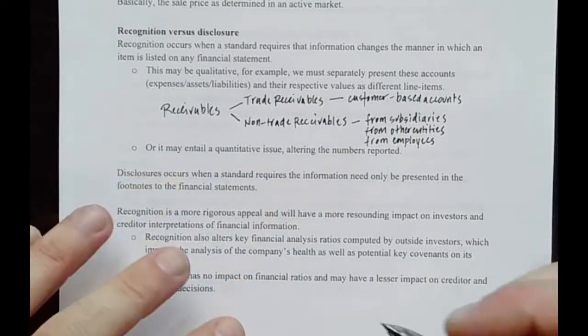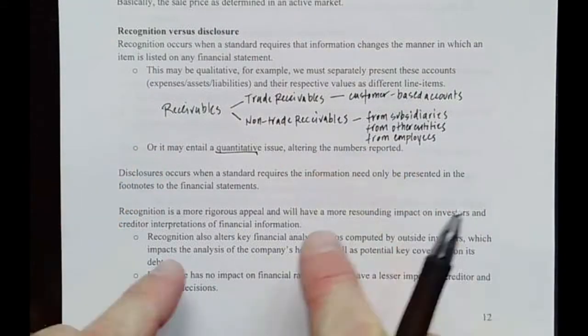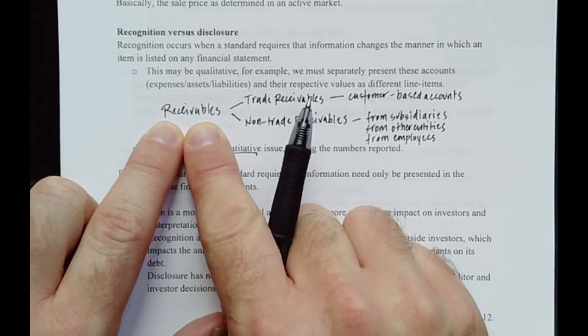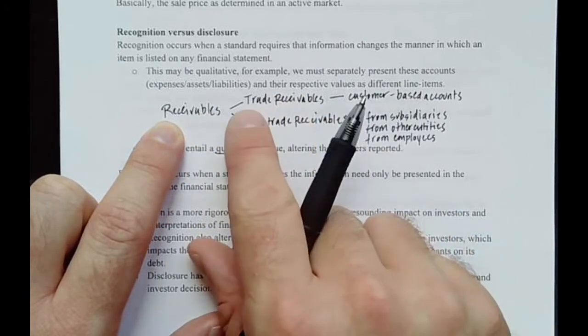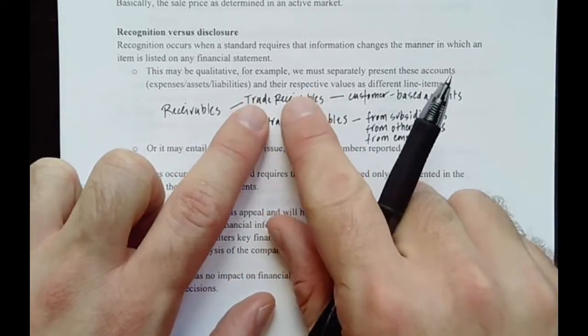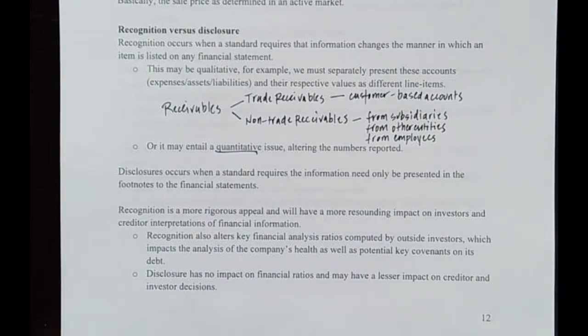Others may entail a quantitative issue, so that would be altering the numbers themselves rather than just how we disclose things. So, the qualitative was, well, we can't report all of these receivables as just one item on a balance sheet if there exists a significant amount of non-trade receivables that would be material. Then we have to have 2 line items on the balance sheet. Because if you're an investor, consider which one of these types of receivables speaks more to the company's ongoing central operations, the company's ability to continuously generate profit.